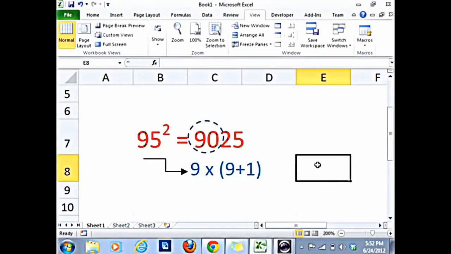So this is a quick way where we can square any number which ends with 5 without using any calculator and in a few seconds. I hope this tutorial will help. Thank you.